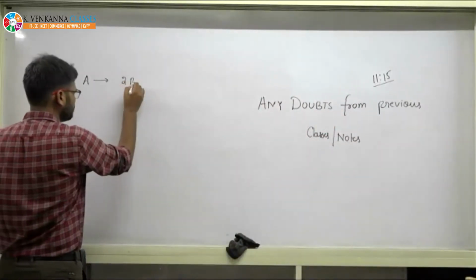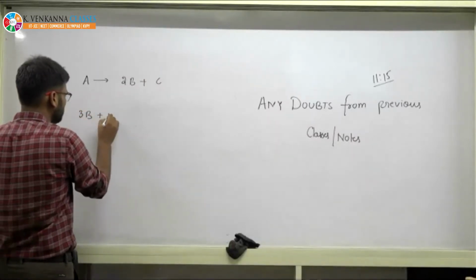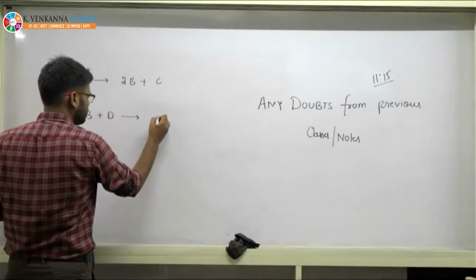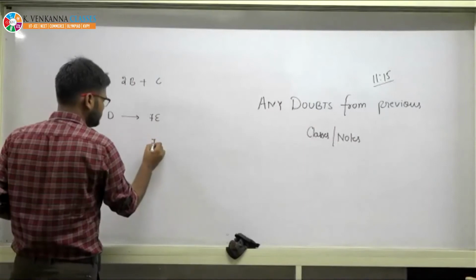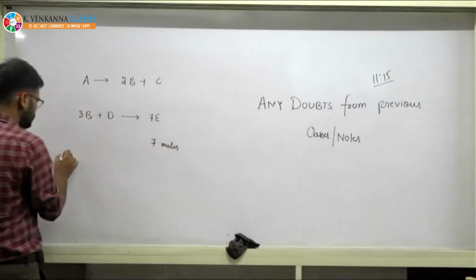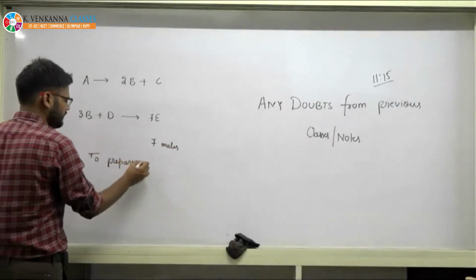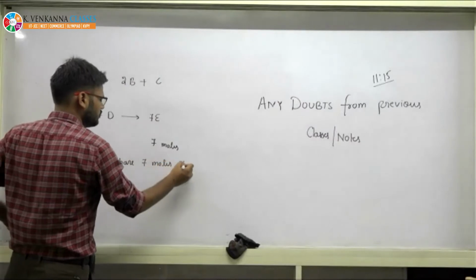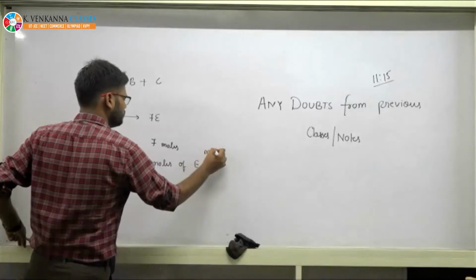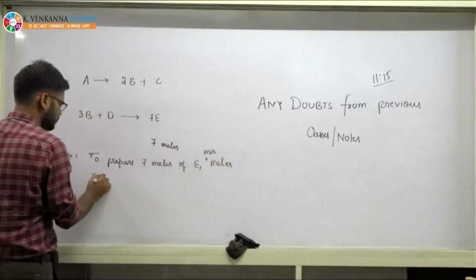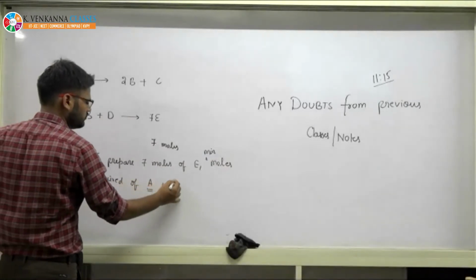A gives 2B plus C. Now here 3B plus D gives 7E. I have given that to prepare 7 moles of E. The question is: to prepare 7 moles of E, the minimum moles required of A will be?